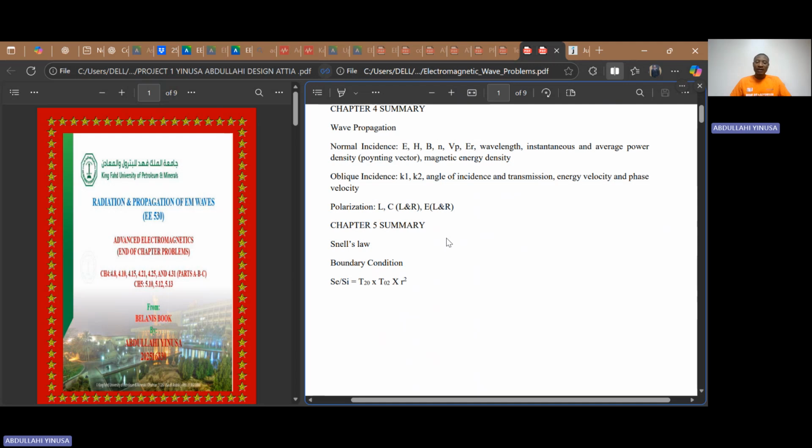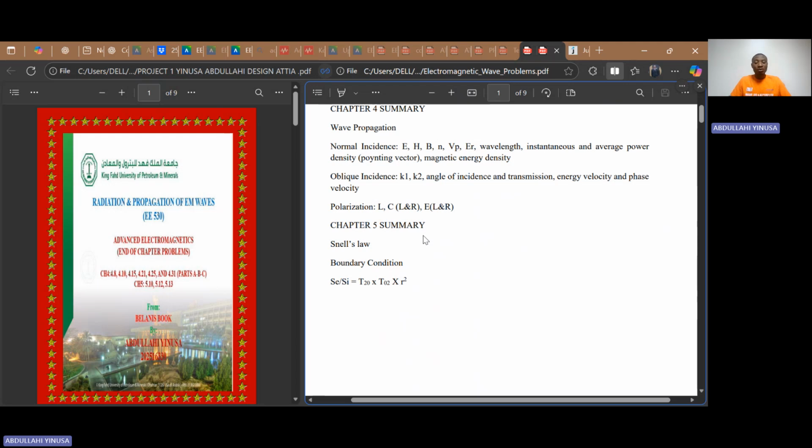And then we know that our reflection coefficient is equal to (n2 minus n1) over (n1 plus n2). That is, of course, the refractive index of the first medium minus the refractive index of the second medium, over the addition of the two. And then the transmission coefficient is still the same: when you add 1 to the reflection coefficient, you get the transmission coefficient.